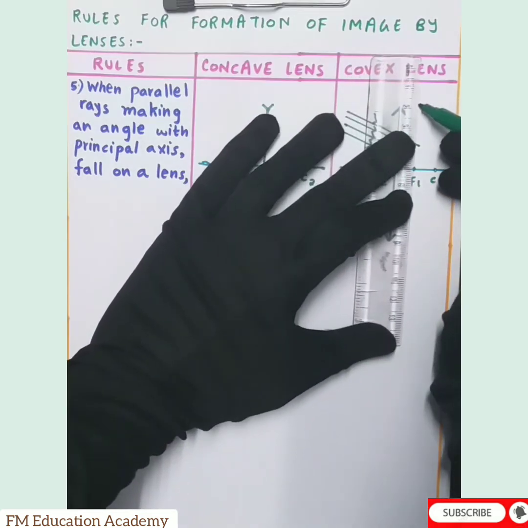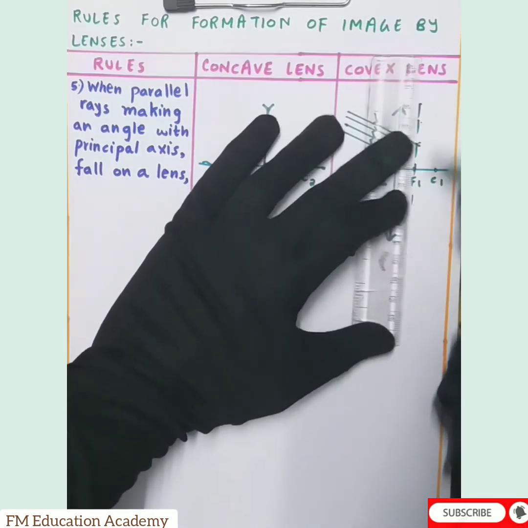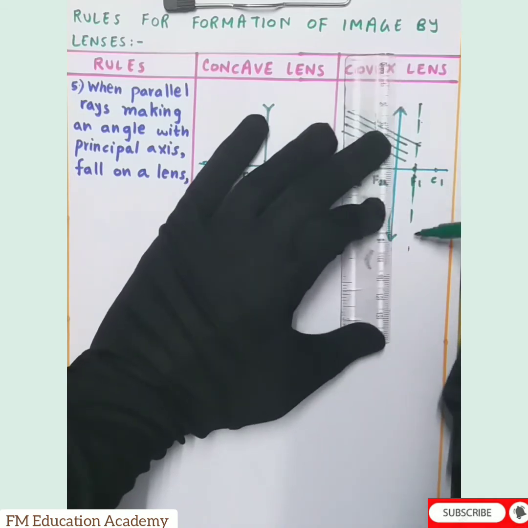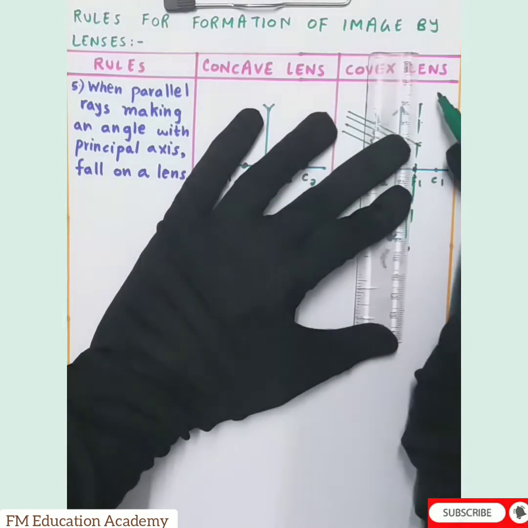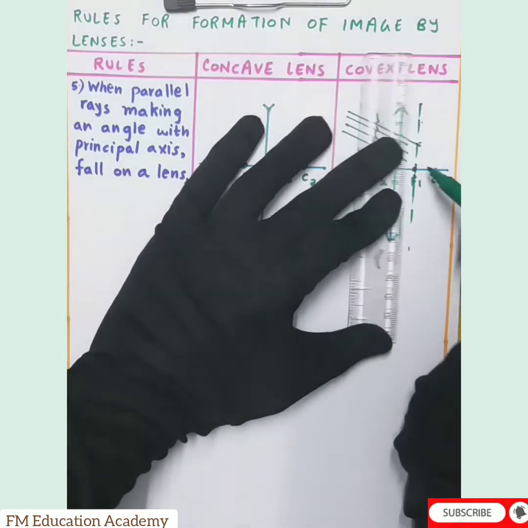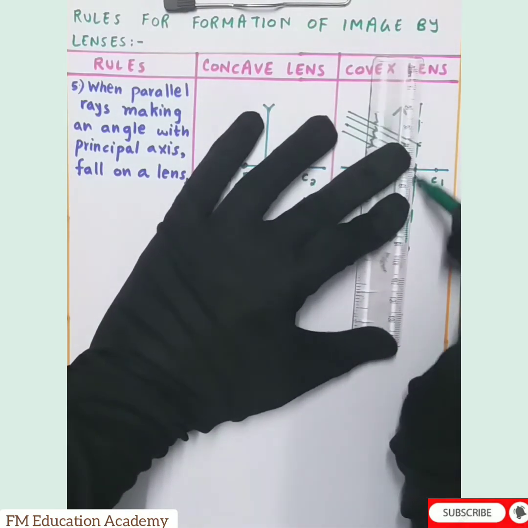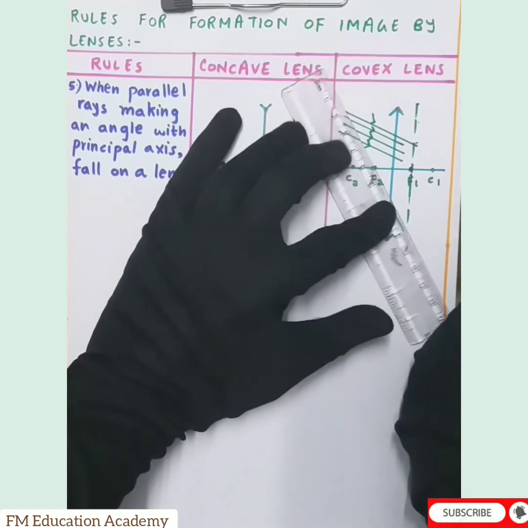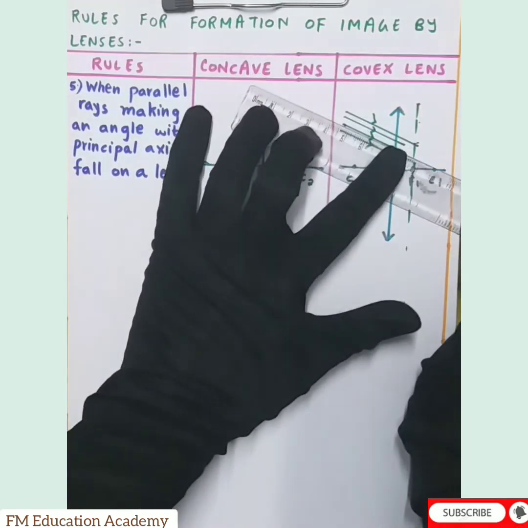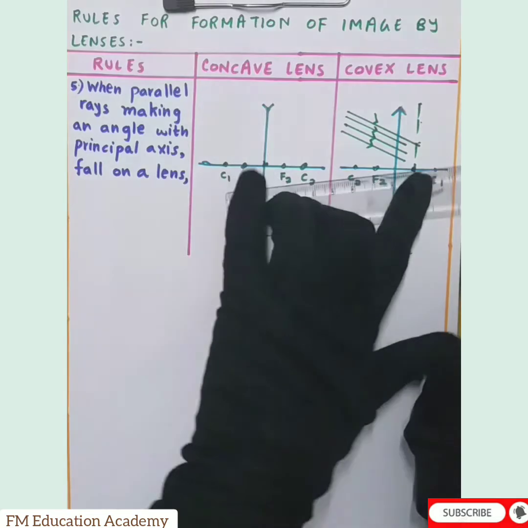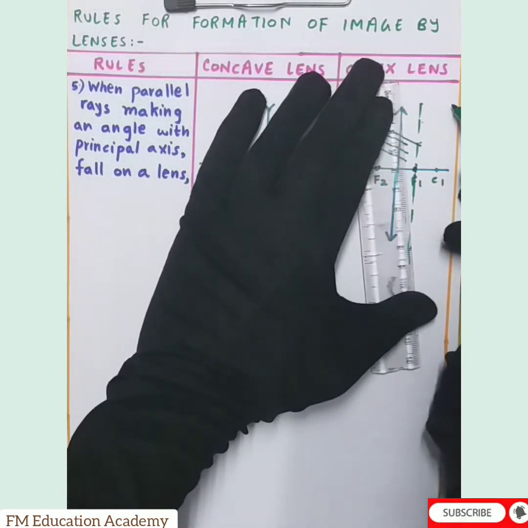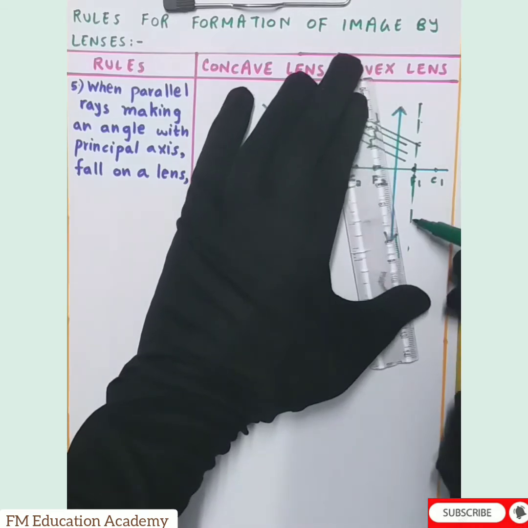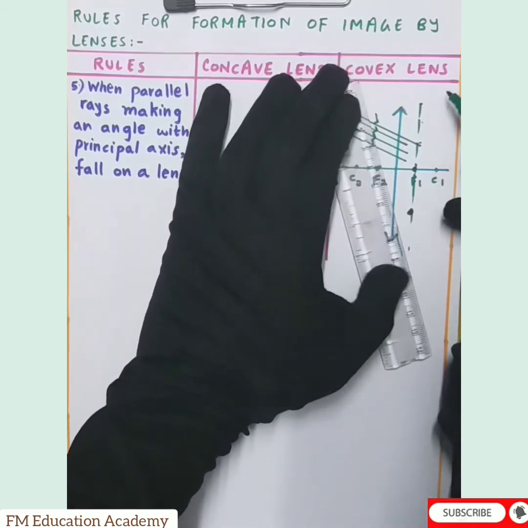Let us draw a focal plane. A focal plane is a vertical line which is perpendicular to the principal axis at the focus. I can see here this is my line which is perpendicular at the focus, so that is why this is called the focal plane. Whenever rays are parallel to each other and making an angle with the principal axis, they will meet at a point on the focal plane. So let us suppose this is my point on the focal plane.